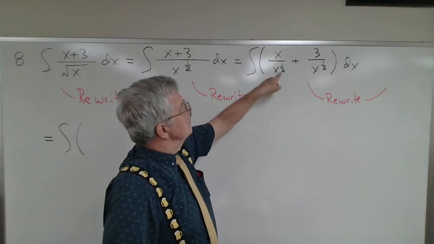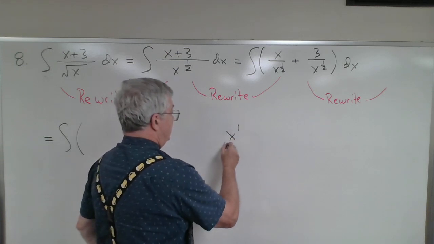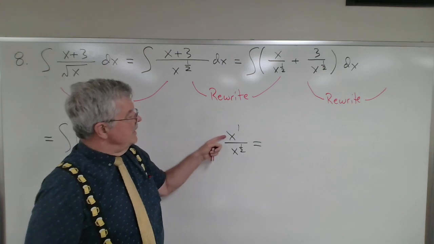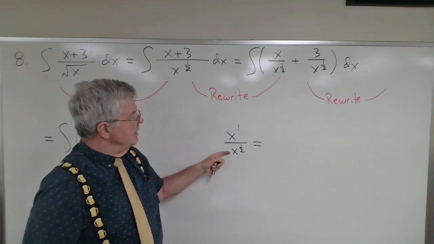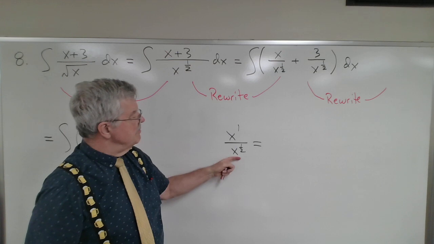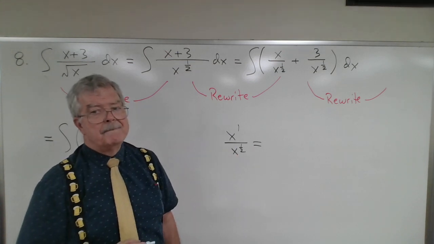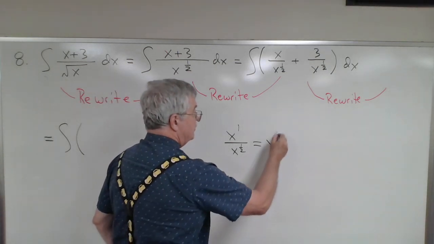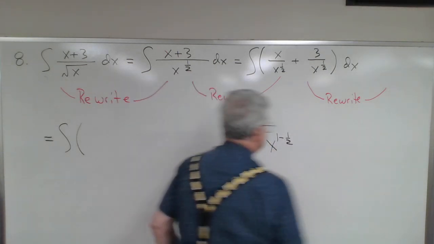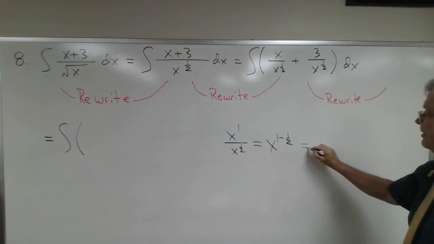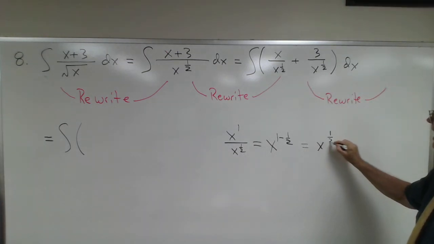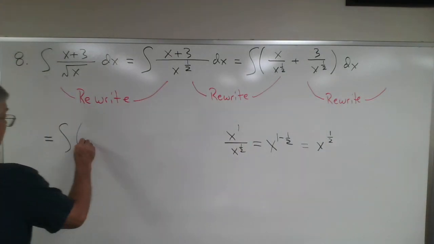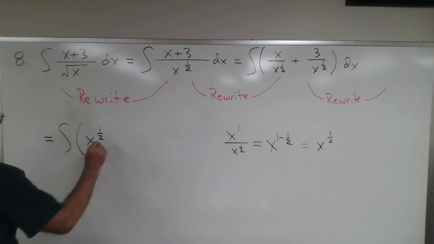x to the first over x to the 1/2. We have the same base x. We have the quotient of x to two different powers. What are the exponents going to do? Right, they're going to subtract. I'm going to get x to the 1 minus 1/2. The exponents subtract, and that gives me x to the 1/2. So that's my first term, x to the 1/2.